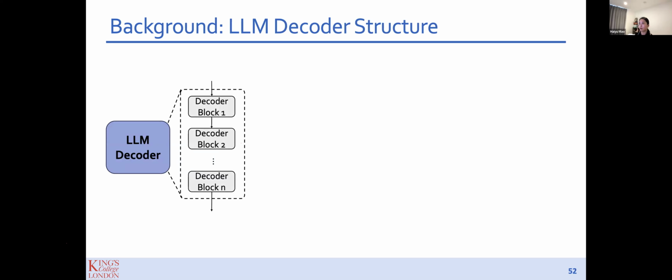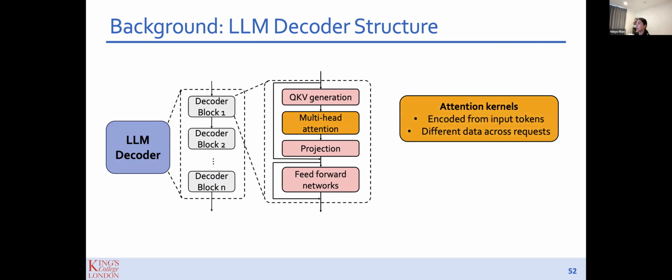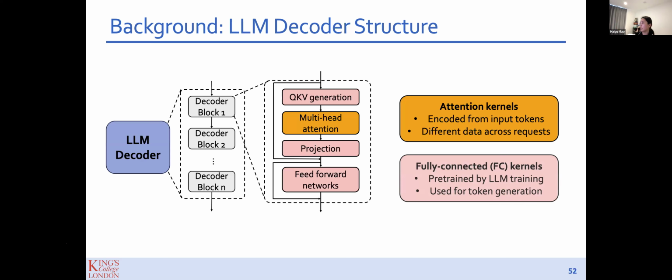We have a lot of blocks inside it, and in each block, we have the QKV generation, multi-head attention, projection, and the feedforward networks. The attention kernels use data encoded from the input tokens, which differ across requests, so the data is dependent on the request. And the fully connected kernels are pre-trained by large language model training and used for token generation. This data is not dependent on the request.